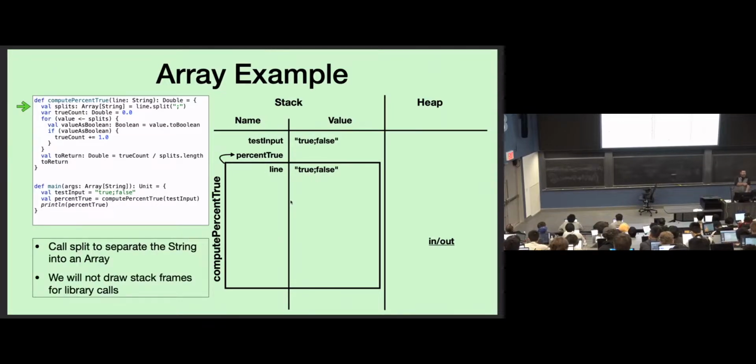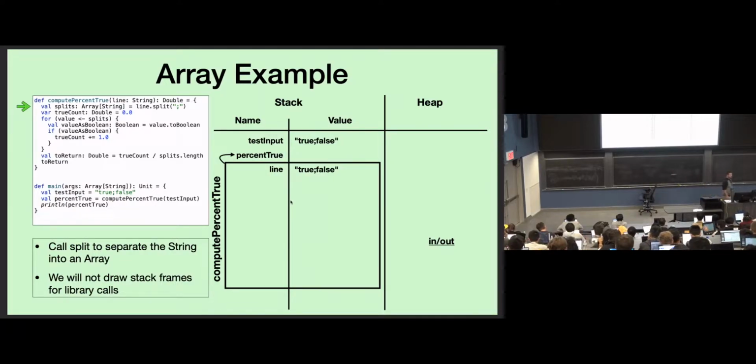And then we get to our array that we want to talk about. So first, before we get to the array itself, we have line.split. We're calling a method, the split method. Methods create stack frames, right? Stack frames, we put the parameters on the stack, and then any local variables, any other method calls are separate stack frames.